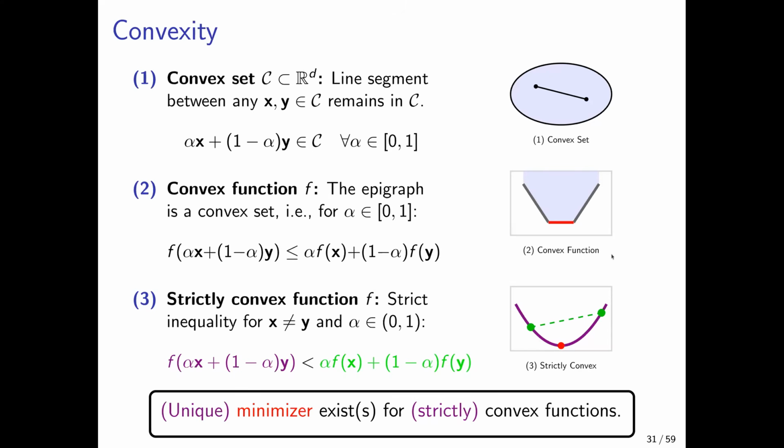the graph of f. And the nice thing about convexity is that convexity guarantees the existence of a minimizer. In the case of a convex function, this doesn't have to be unique. So there can be several global minimizers of f, like here illustrated with this red line segment. While in the case of a strictly convex function, this minimizer must be unique, which is here illustrated by this single red dot.